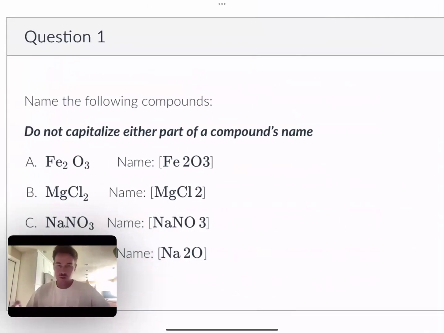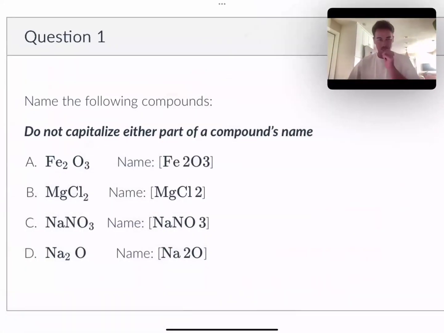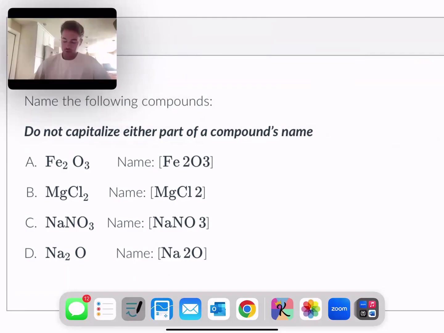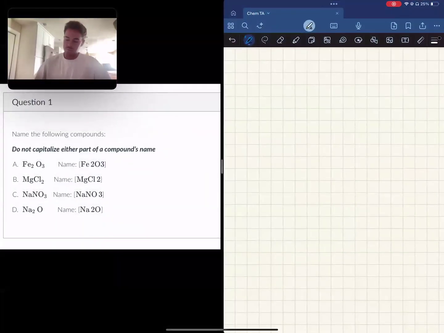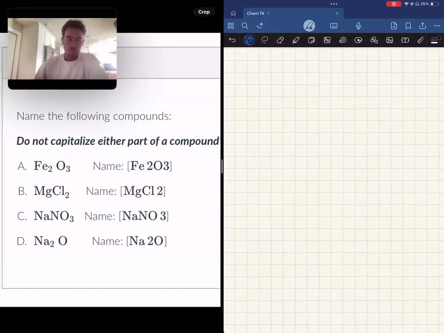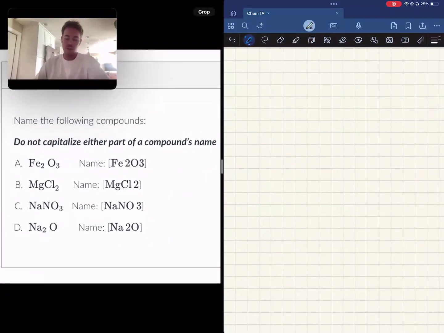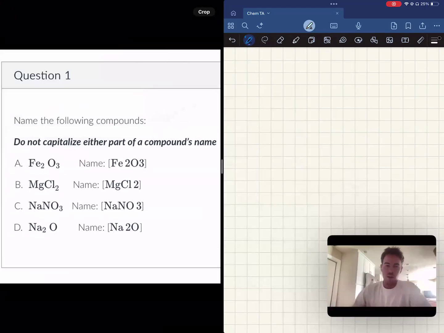Okay, so these are from the practice exam. If you did it already, we're just gonna look at them again. I just thought they were really good examples that are helpful for your test. Okay, so name the following compounds. Let's do these four. I'll walk you through the first one, and then I want you to try to do the other ones yourself, and then go from there.